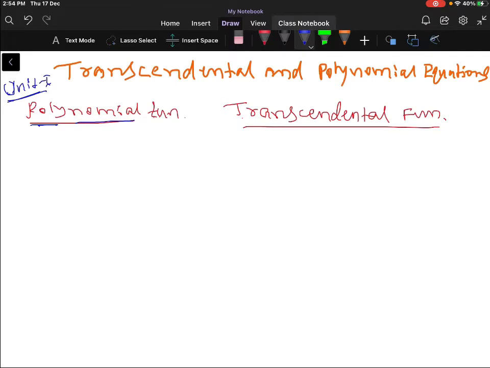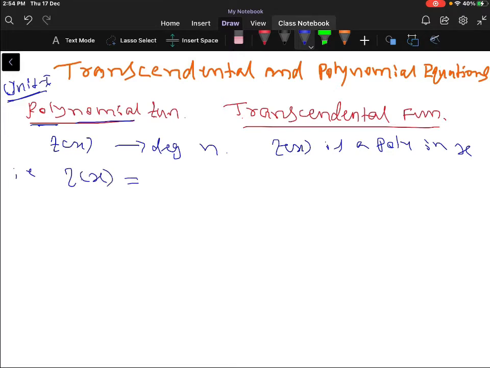A function f of x is said to be a polynomial function of degree n if f of x is a polynomial in x, that is, f of x is equal to a naught into x power n plus a1 into x power n minus 1 plus and so on, where a naught is not equal to 0 and n is a positive integer.